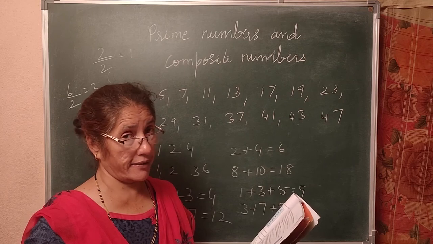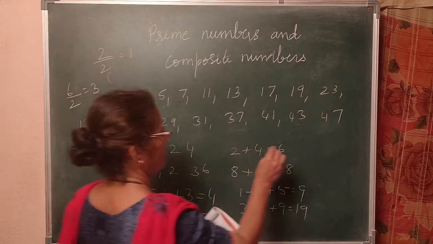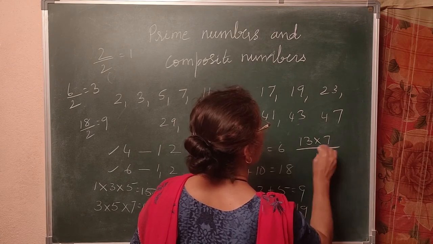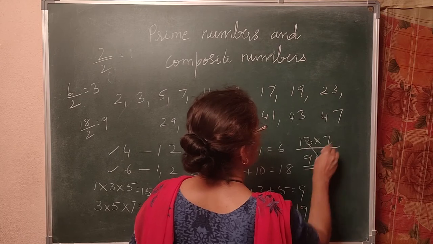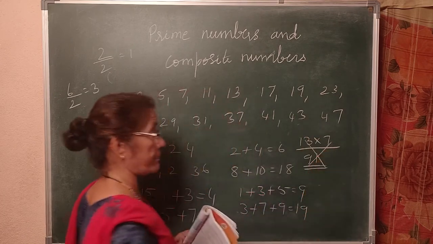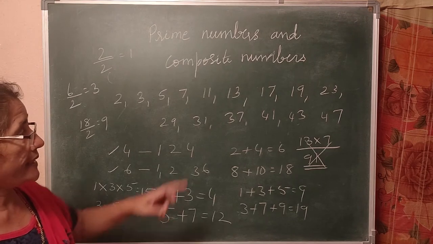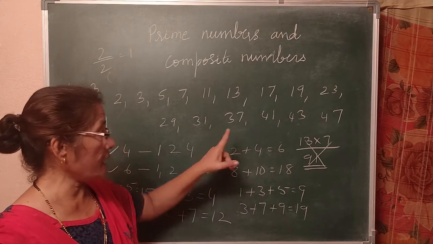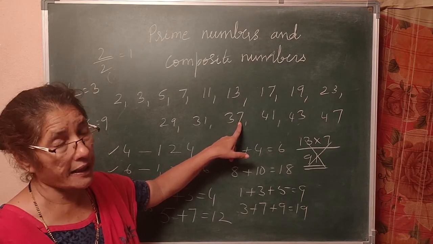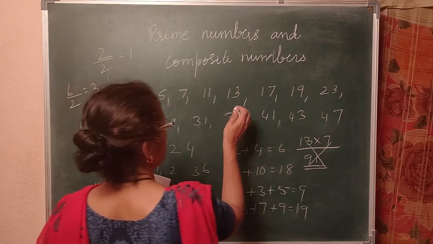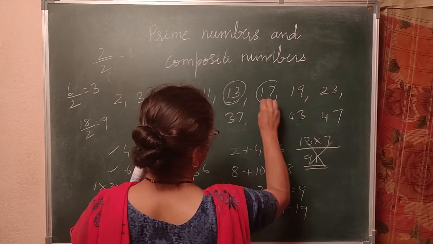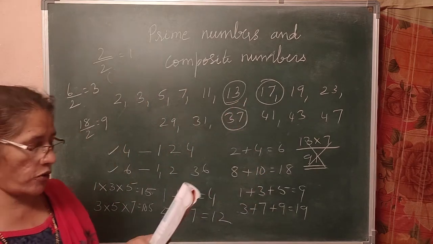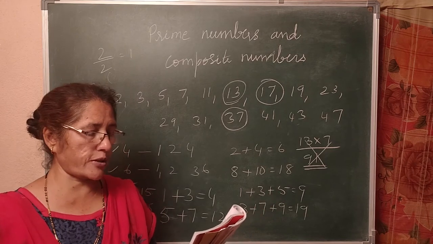19 and 91. 13 7s are how much? 7 3s are 21. 7 1s are 7. So 19 is a prime number. 91 is not a prime number. I think 13 and 31, 17 and 71, 37 and 73 are the prime numbers. You understand? 13 and 31, 17 and 71, 37 and 73 are the three pairs of prime numbers. Now go to the next question.